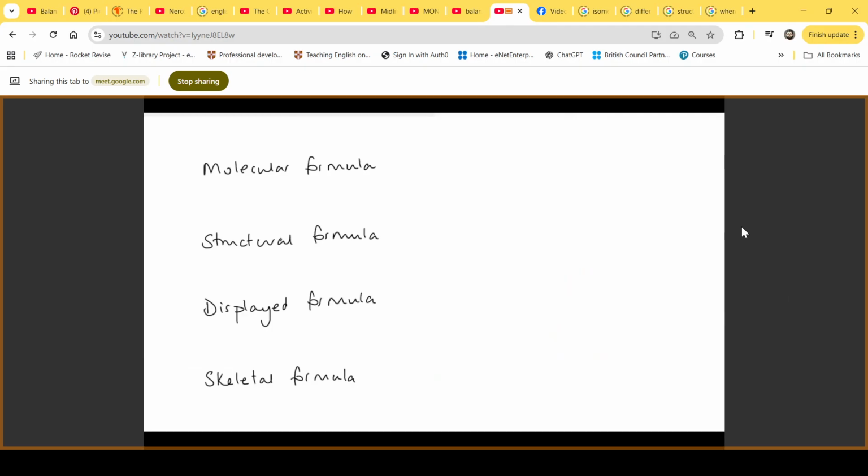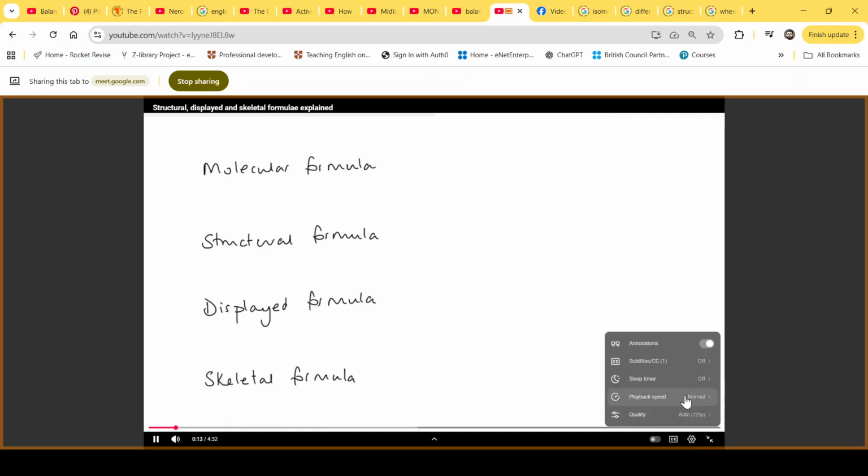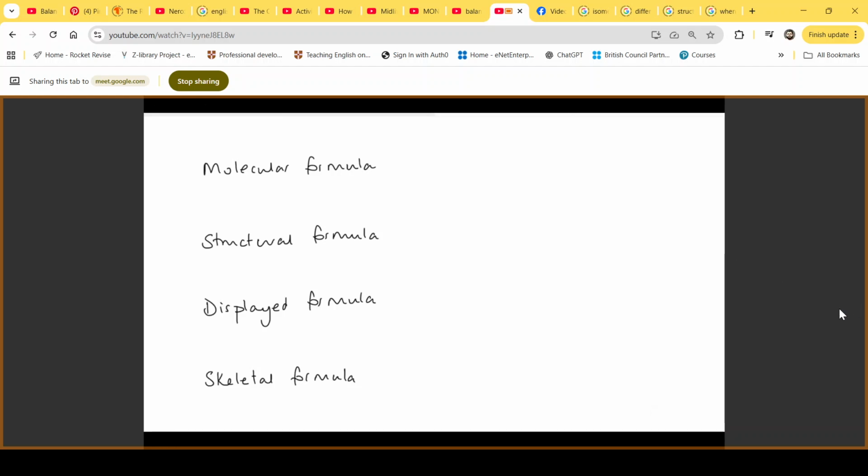There are a number of different ways in which we can represent a molecule in organic chemistry. We've got the molecular formula, structural formula, displayed formula, skeletal formula. You need to be clear about the differences between all of these. I'm going to use ethanol as my example.